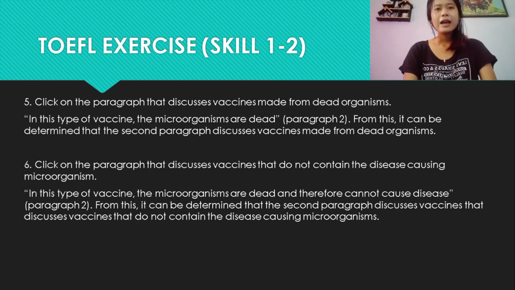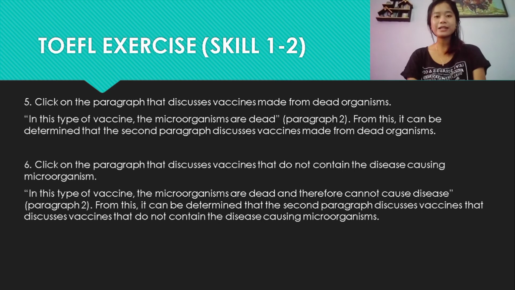5. Click on the paragraph that discusses vaccines made from dead organisms. In this type of vaccine, the microorganisms are dead. Paragraph 2. From this, it can be determined that the second paragraph discusses vaccines made from dead organisms.